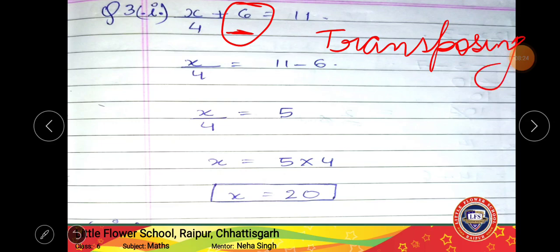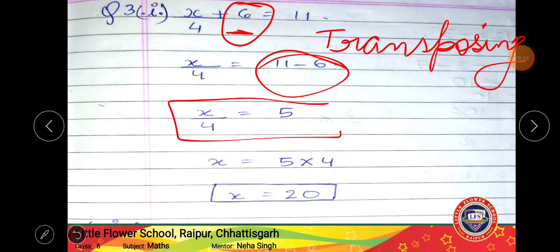So while transposing, the sign of the number transposed will change. Suppose here 6 is in plus sign, so here it will be in minus, right? 11 minus 6. So now 11 minus 6 is 5. We are getting the equation x divided by 4 equals 5.